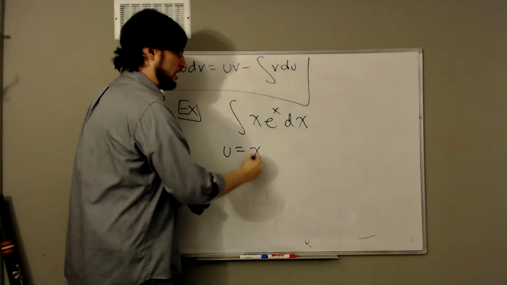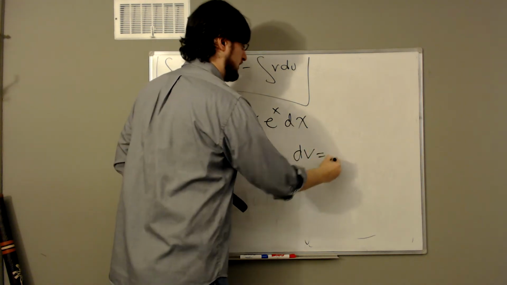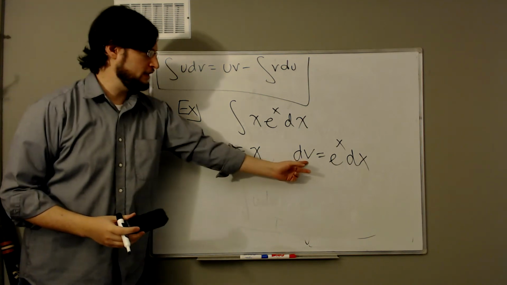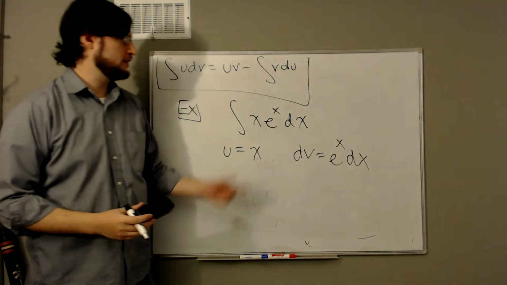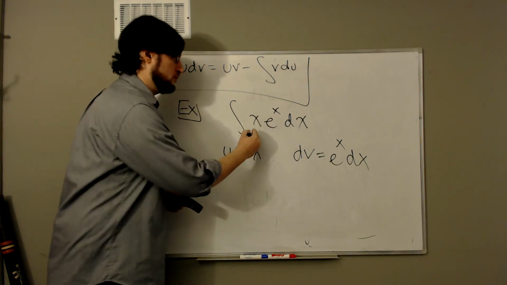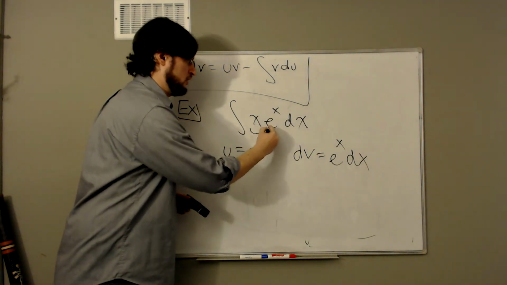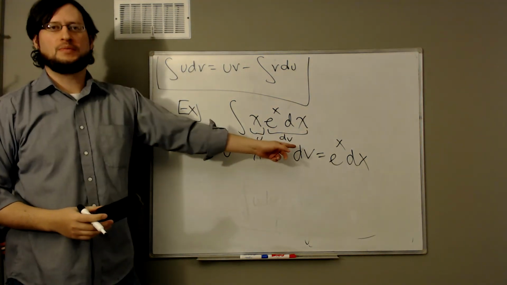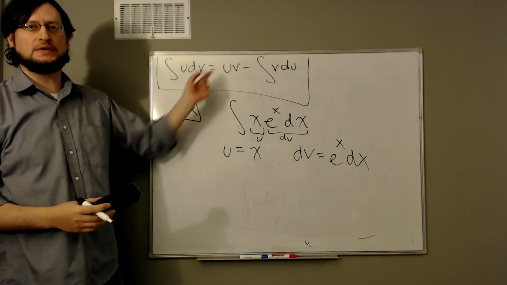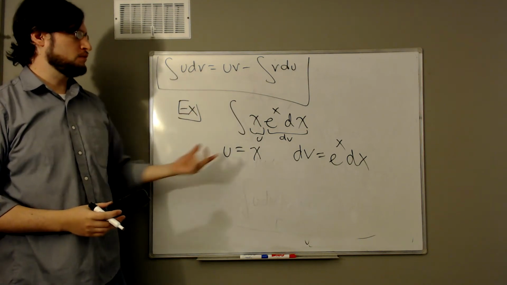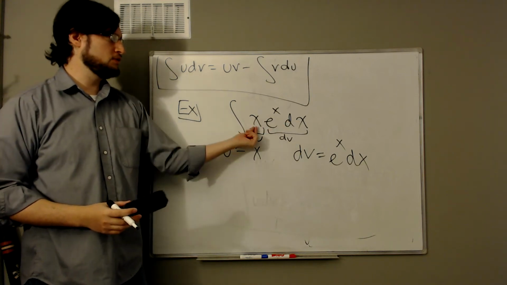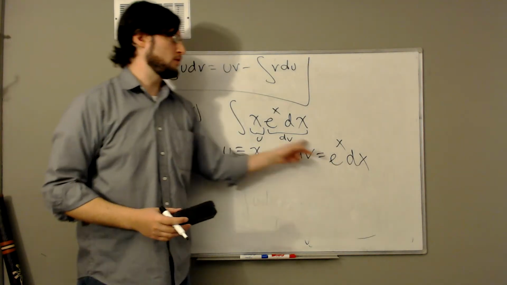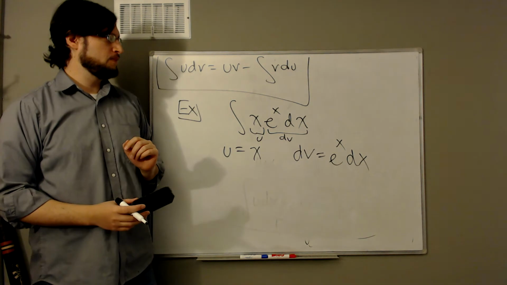If I let u equal x and dv equal e to the x dx, then u dv is x e to the x dx. So this is u, and this is dv. So I have the antiderivative of u dv, which is what our formula calls for. I broke it up into two pieces. I decided which one was u, which one was dv. And our dv is always going to include the dx, or the d whatever variable we've got here.